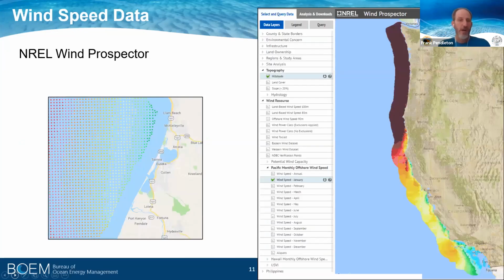We're making those polygons out of these points that are created by NREL. What you can see here on the map on the right is a January data set, and it's all created out of points. If you look just a little bit to the left of the map there in the legend, down at the bottom there's specific monthly offshore wind speeds. There's data sets for every different month as well as an annual subset.